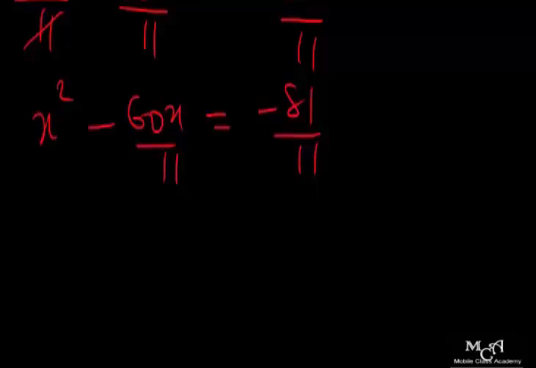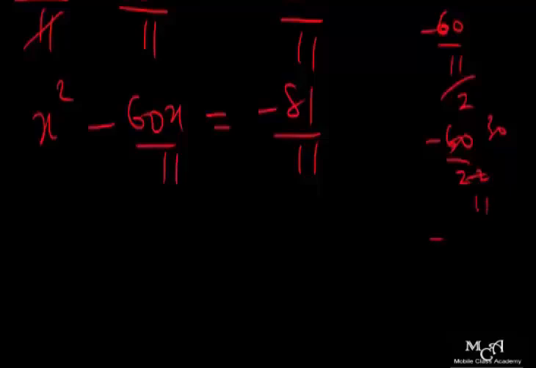So I'll pick my coefficient of x, divide it by 2, and square it. If I pick it, I have minus 60 over 11. I'll divide it by 2, so the 11 comes down, it becomes minus 60 over 22. 2 can go here, this is 30, 2 can go here, 11. And I have minus 30 over 11. I'll take it and square it. I'll now add it to the left-hand side and the right-hand side of the equation.